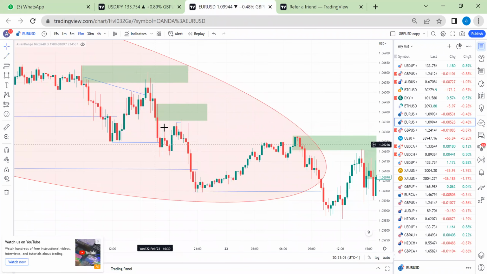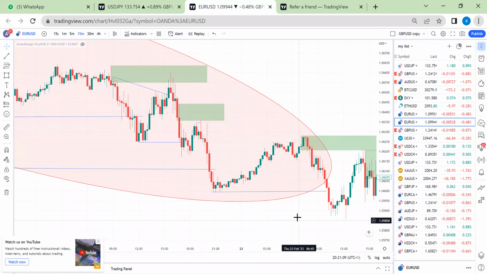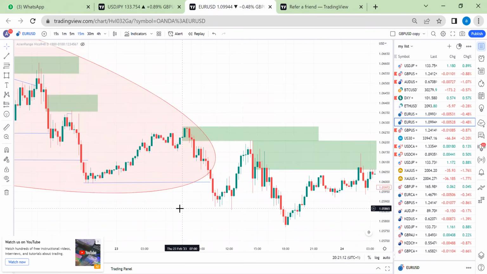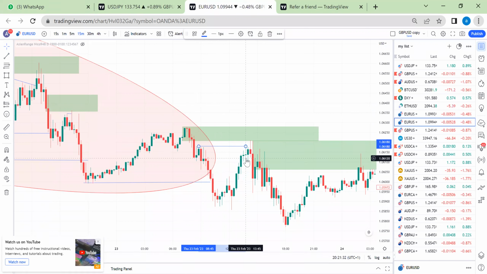Okay, and continue struggling downwards. So that's how price kept moving. Then we have another one here, this break of structure right here, and we have some sort of liquidity right here. So price swept that and created this new high, and still swept it again into this zone.